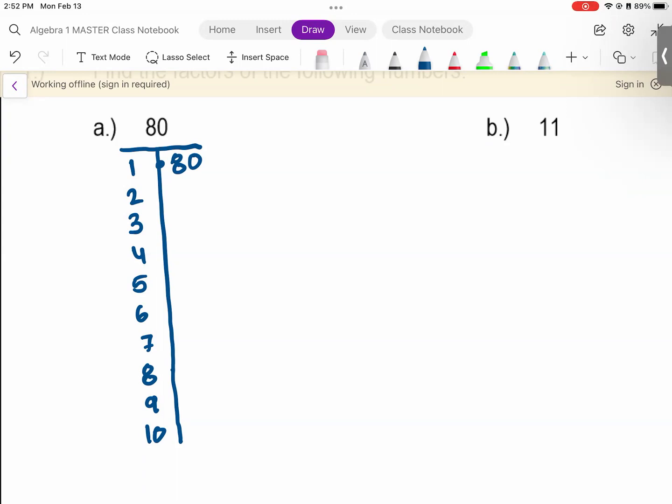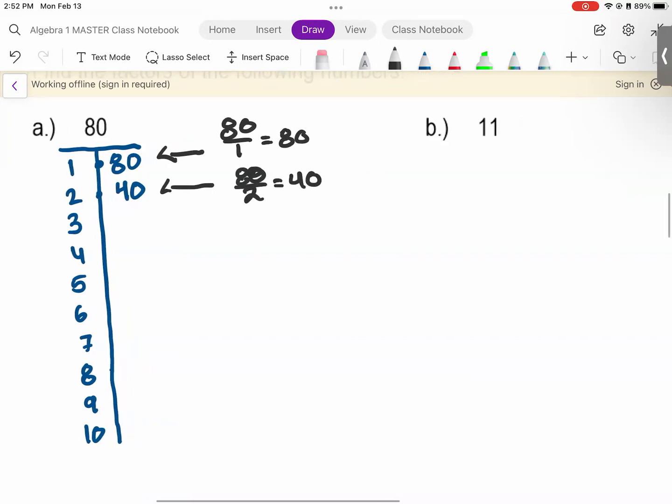And let's just go ahead and keep doing the rest. So we got 80 divided by 2, which we get 40. And again, if you don't know where those numbers are coming from, I'm doing 80 divided by 1 equals 80. And then I did 80 divided by 2, so then I got 40.